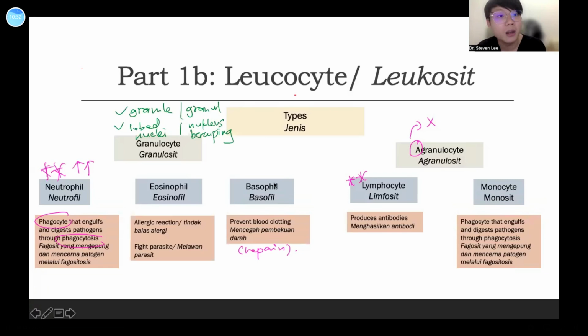Why is your blood not clotting inside your blood? Can you answer me? Supposedly, blood should clot if you're exposed. Kenapa dia tak clot? So that's the reason. Okay? Alright, so that is something that is in your syllabus. Tapi basophil ni, sebenarnya dia punya main function pun sama macam eosinophil to help in allergy reaction.